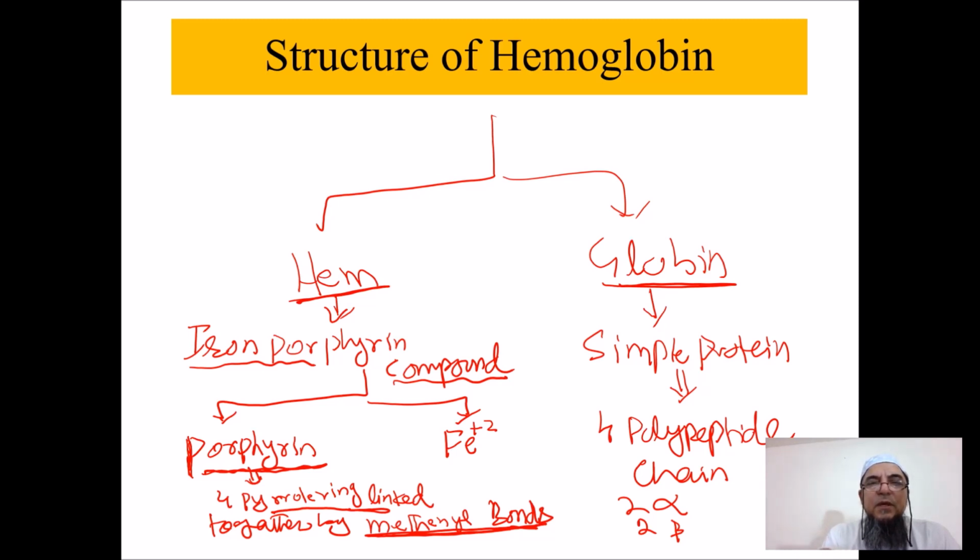Structure of hemoglobin. Hemoglobin is comprised of two components. One is heme, another is globin. Heme is an iron porphyrin compound which is comprised of porphyrin and the ferrous form of iron. Porphyrin is comprised of 4 pyrrole rings, and these 4 pyrrole rings are linked together with methenyl bridges, with methenyl bonds. This is a CH double bond. However, globin is a simple protein and in hemoglobin is comprised of 4 polypeptide chains, 2 alpha and 2 beta.